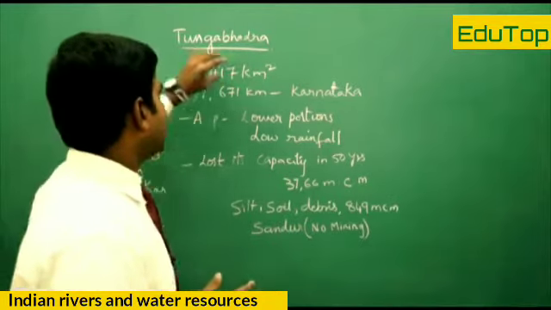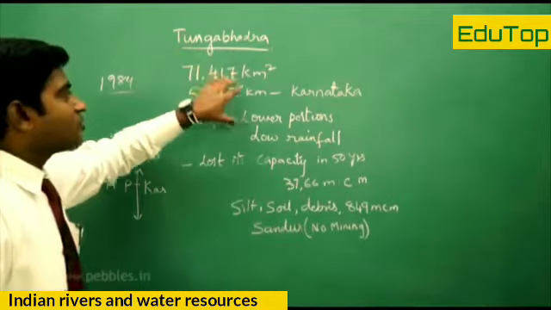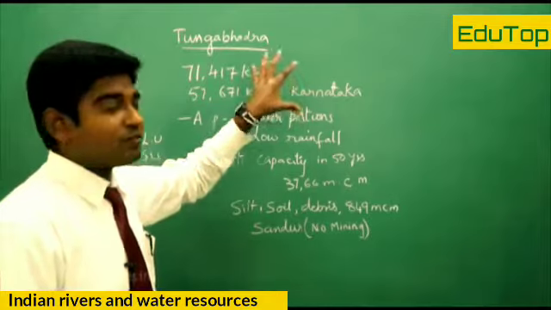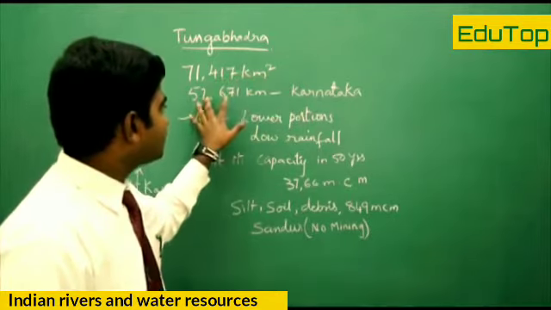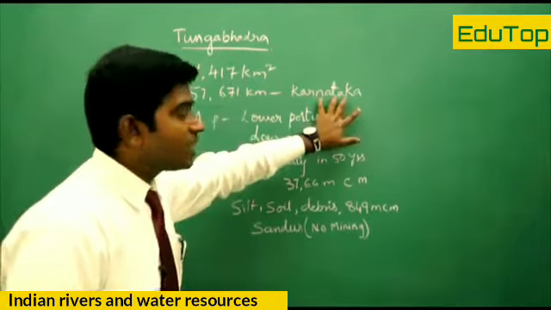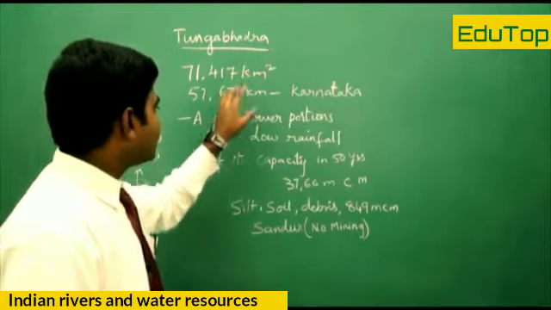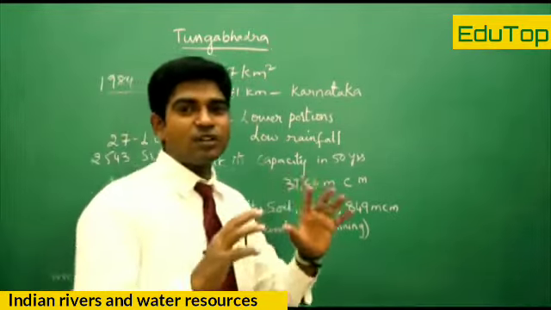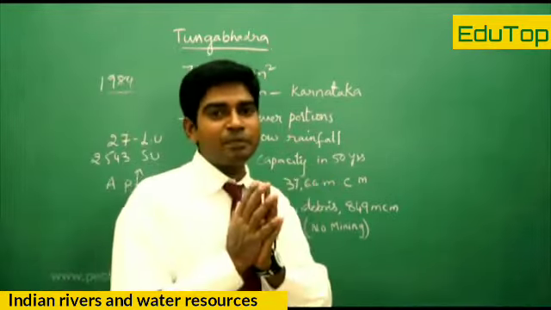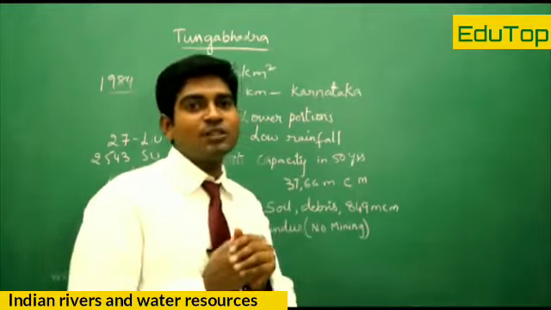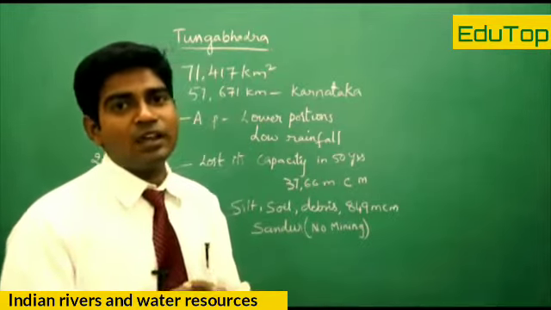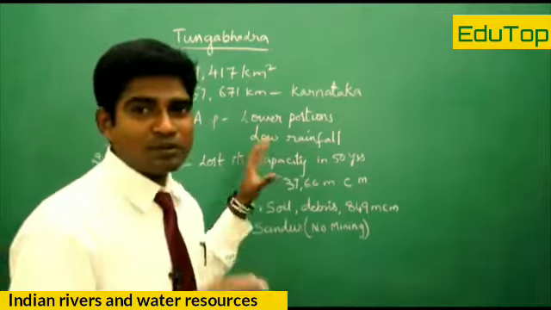Now let us see here, the catchment area of 71,417 square kilometers, of which 57,000 square kilometers falls in the Karnataka region. The remaining region falls into the AP region, where the rainfall is very low and it is completely dry. So should we ask for the water levels of Tungabhadra or not? Obviously we ask for the water levels because we don't have a proper supply of water.